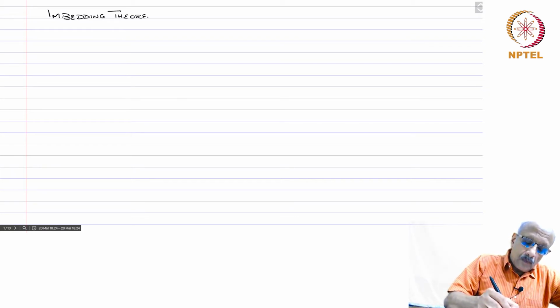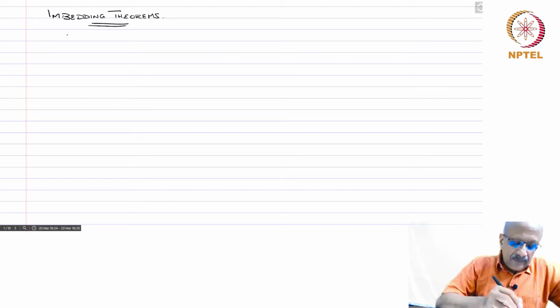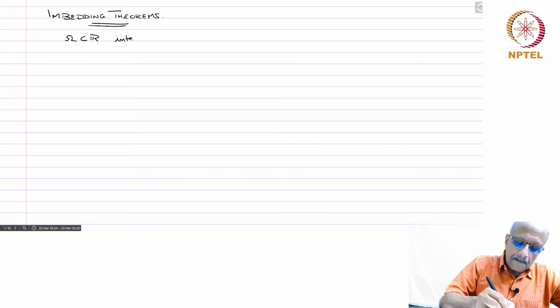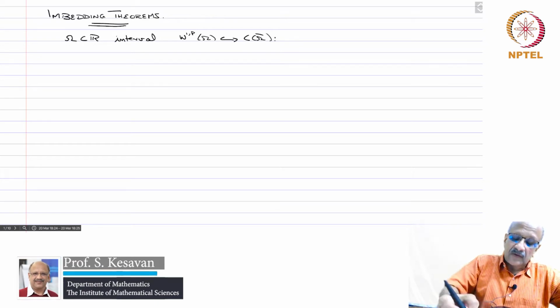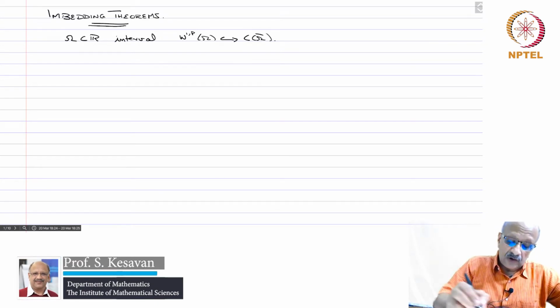We will now discuss embedding theorems. We've already seen that if omega is contained in R, say an interval, then W^{1,p}(omega) is continuously embedded in C(omega bar). In fact, it is an absolutely continuous function. That is what we saw.